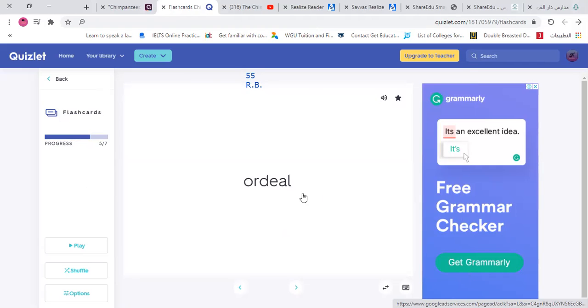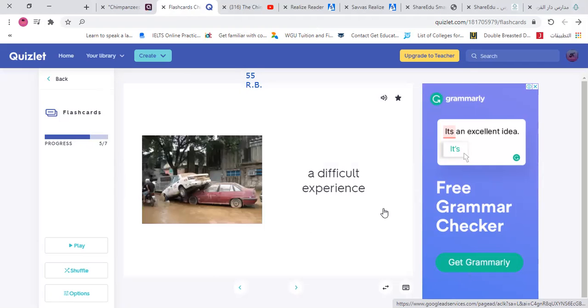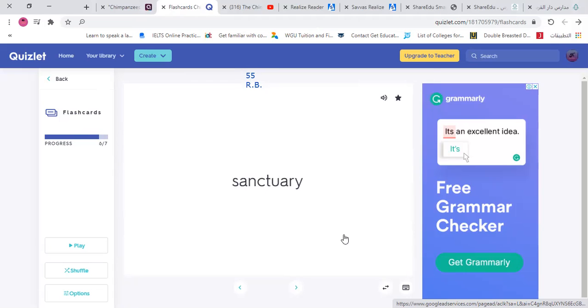And then ordeal. Ordeal, it means what? It means a difficult experience. Like, for example, these cars, they crashed and they hit each other because of this flood right here. And now it's an ordeal situation that we need another car to pull this one away. So it's an ordeal situation. It's a difficult experience. And then we have sanctuary.